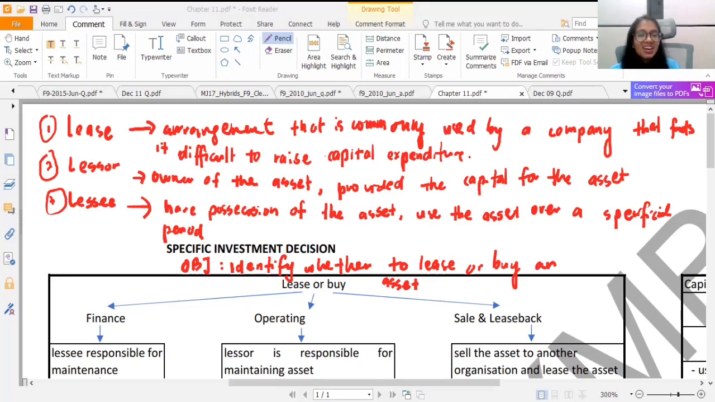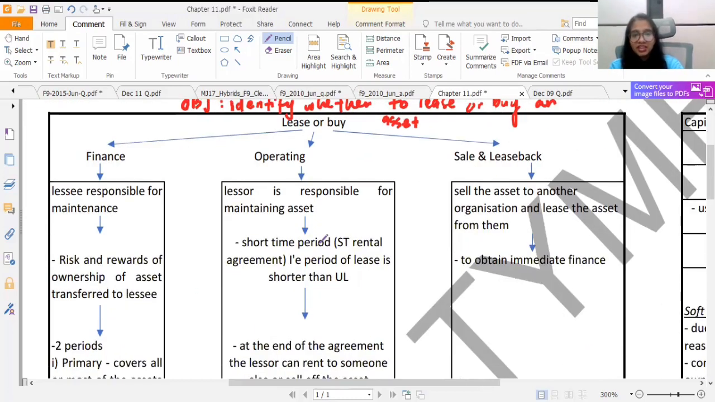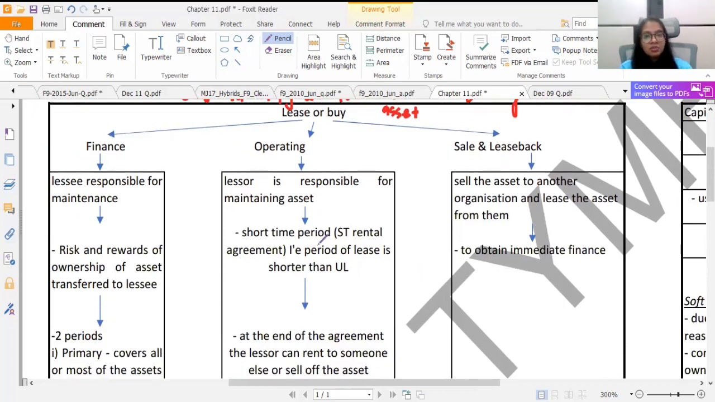Now, guys, what are the types of leases that you have? In our syllabus, we have two different types of leases. Number one, you have an operating lease, and number two, you have a finance lease. So what is the difference between an operating lease and a finance lease? An operating lease is generally a short-term lease, while a finance lease is a long-term lease. So what else is the difference?